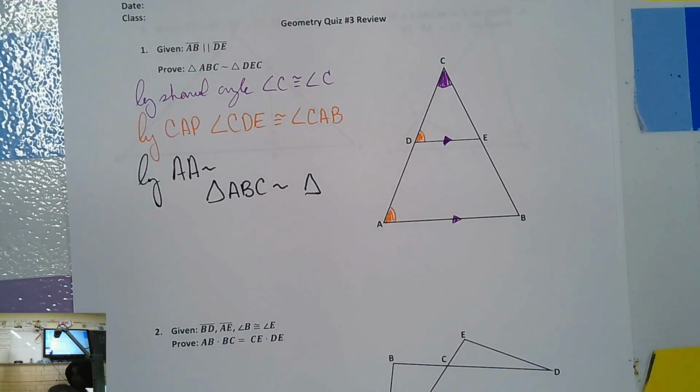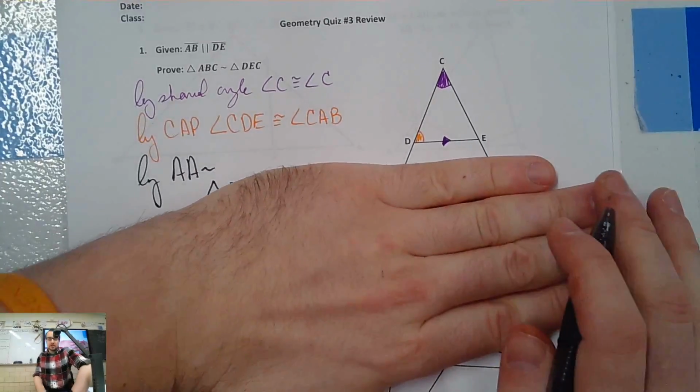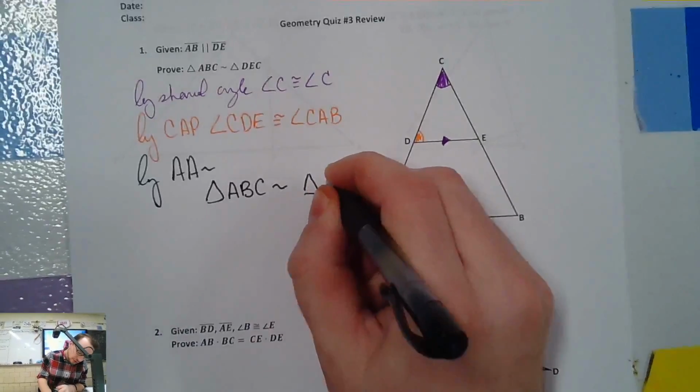Small triangles, the top triangle. Angle A in the big triangle is what color? Orange. It's orange, so it's going to go with D, which is the orange angle in the small triangle, right? You know what I mean. I knew what you meant.